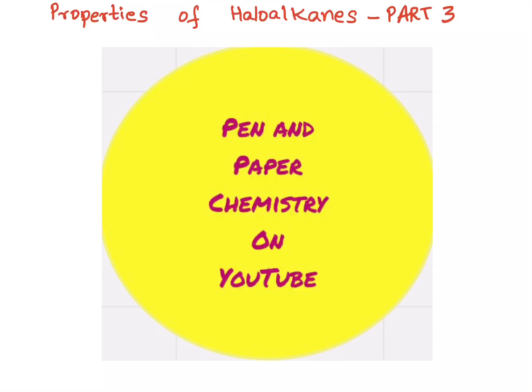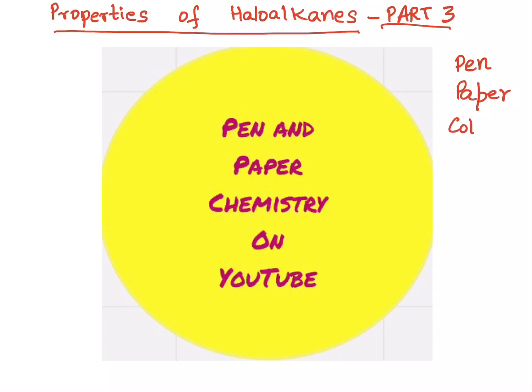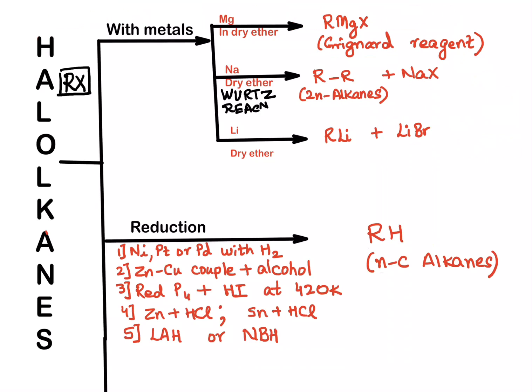Today's lesson we will be completing the properties of haloalkanes, hence this is part 3 of the video on properties of haloalkanes. What do you need in order to continue with watching the video? You need a pen, a paper, your old calendar on which you may have drawn the flowchart earlier, and of course some colored pencils or sketch pens to make your learning very easy and super smooth.